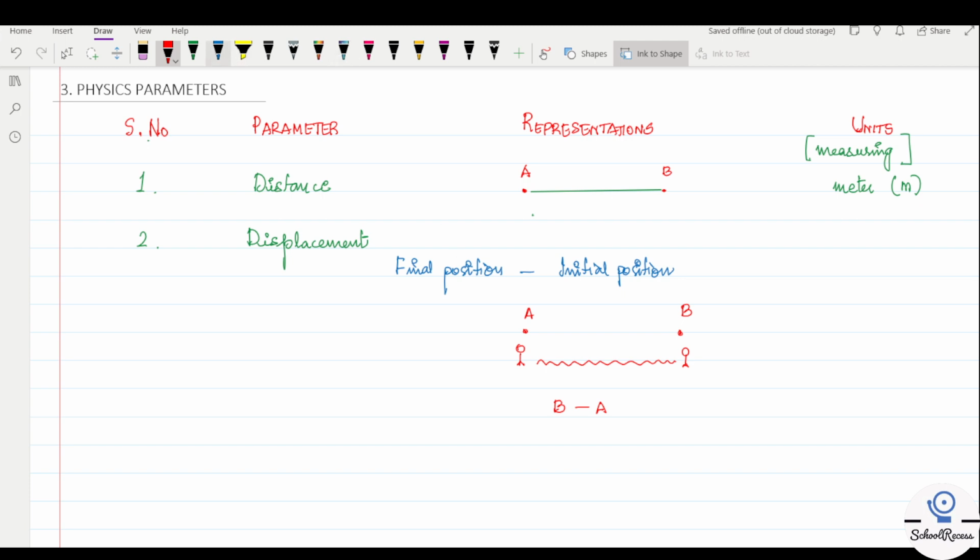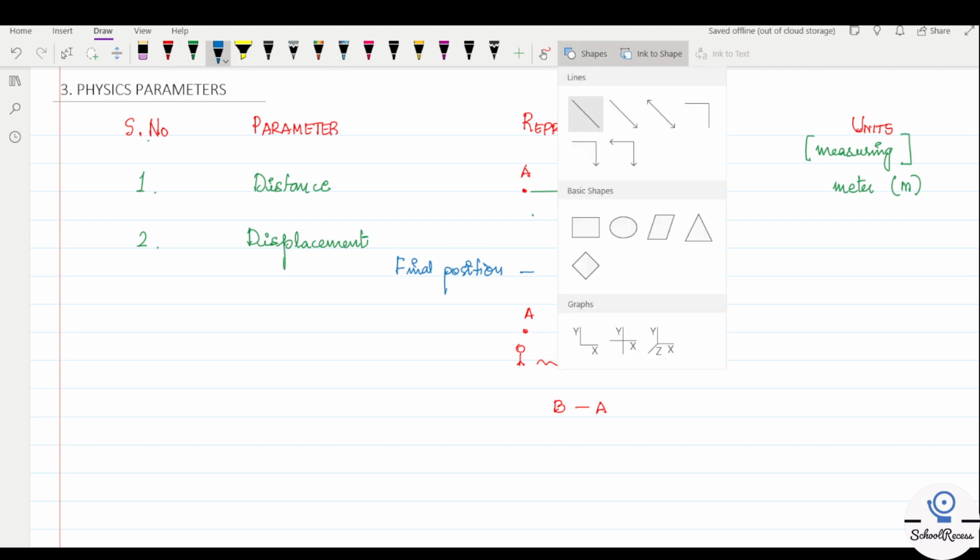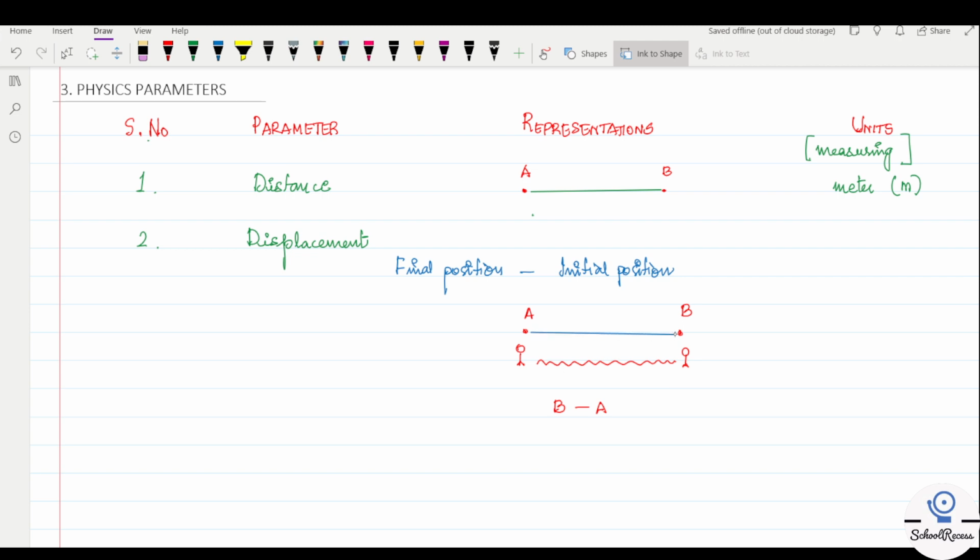Say for example, the space between A and B is 5 meters. So the final position B is at 5. Initial position starts with 0. So 5 minus 0, we could say the displacement covered by this person is 5 meters. I take the case number 2.